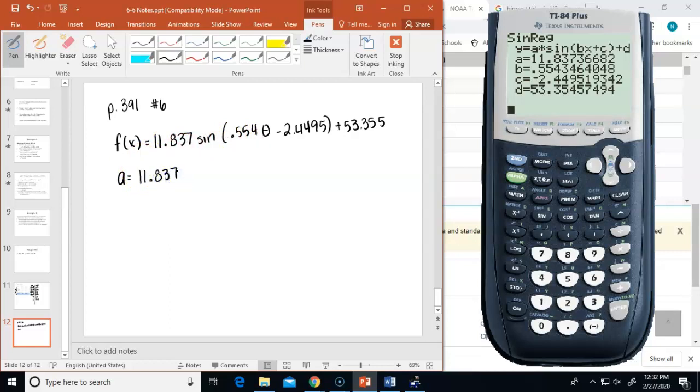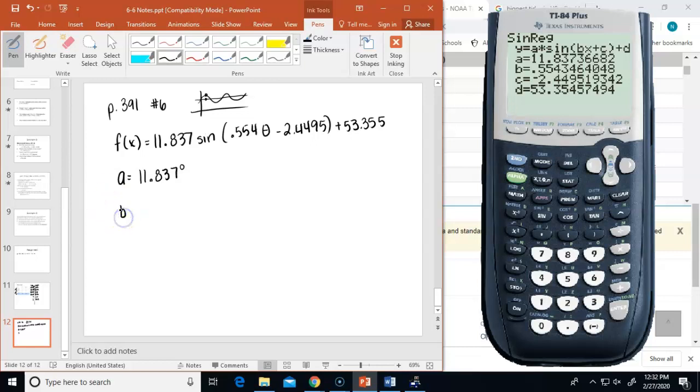It is 11.837 what? We have months and we have degrees. Which one is it for this? If you think of what the amplitude is, you've got your sine function. Amplitude is the distance from the midline right here to the maximum. That is a vertical distance, right? So it is degrees for this. The distance from the average to the highest would be 11.837 degrees.